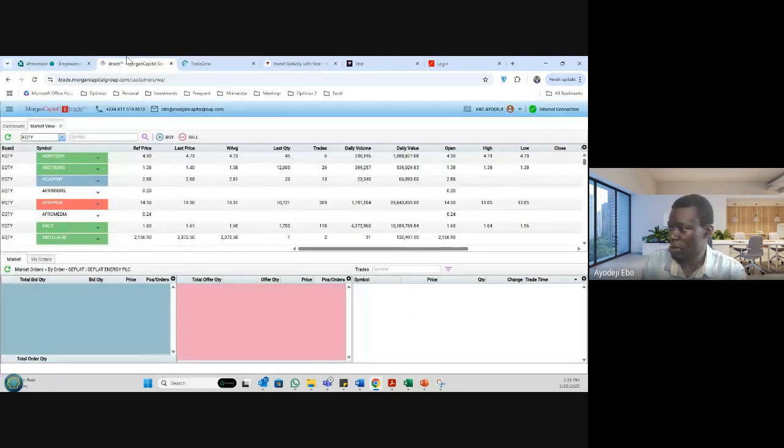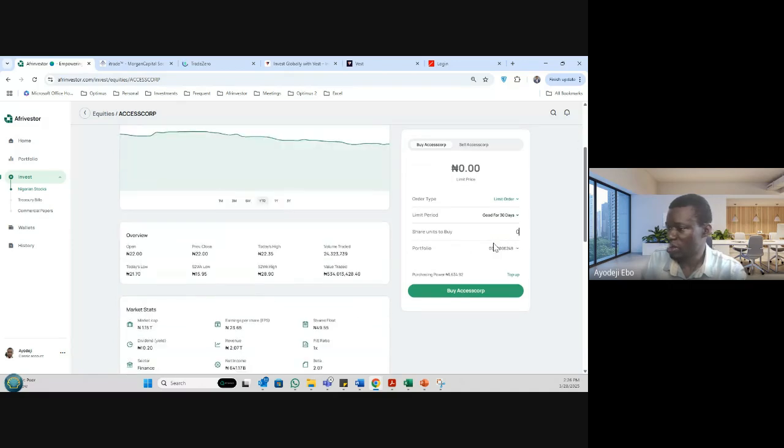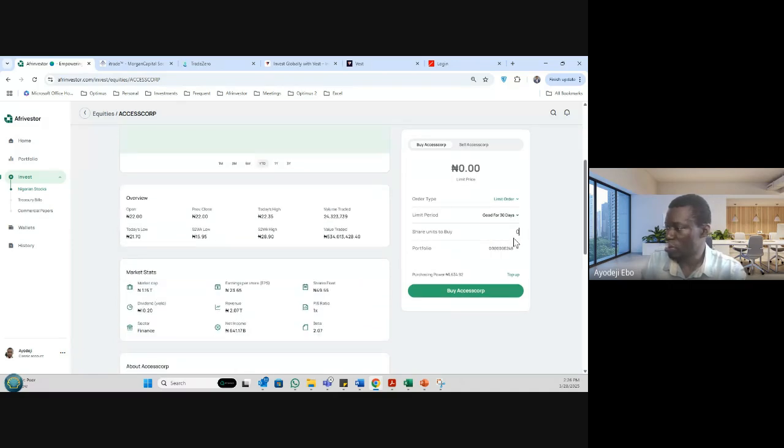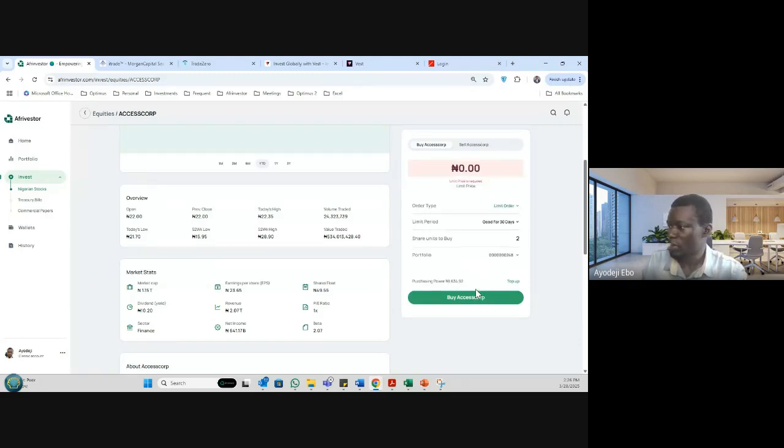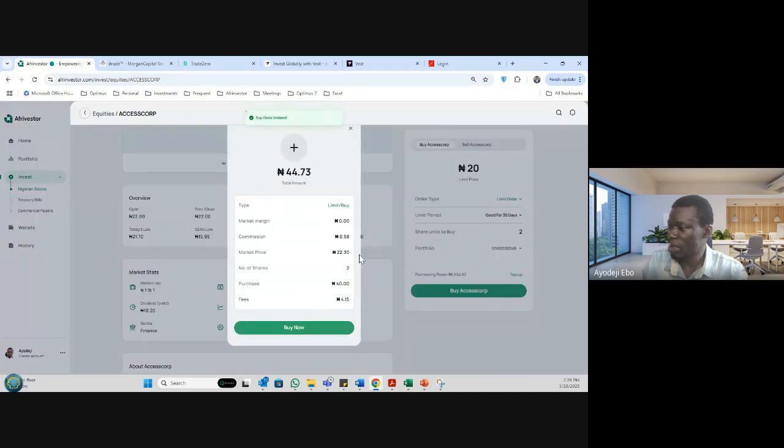Let me see whether activities have started. Okay, maybe I have to just record that part and also share on the group. So I put the number of units that I think I want to buy. Limit order, limit period, limit price is required. Okay, so it's asking me to put my limit price. I want to get Access Bank at 20 naira. So I just key it in there, I look at it, then I click on buy.